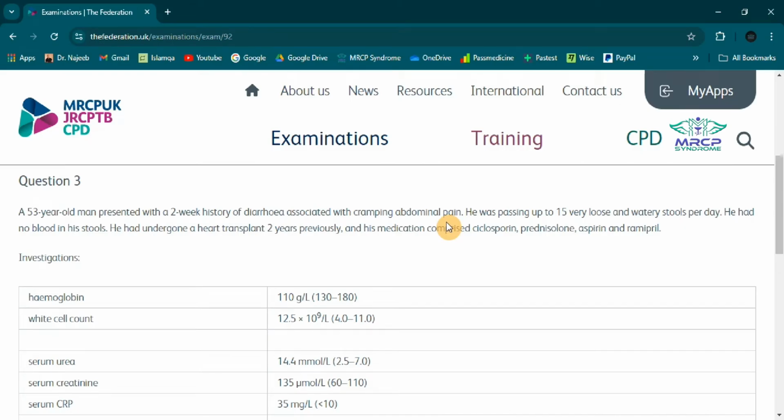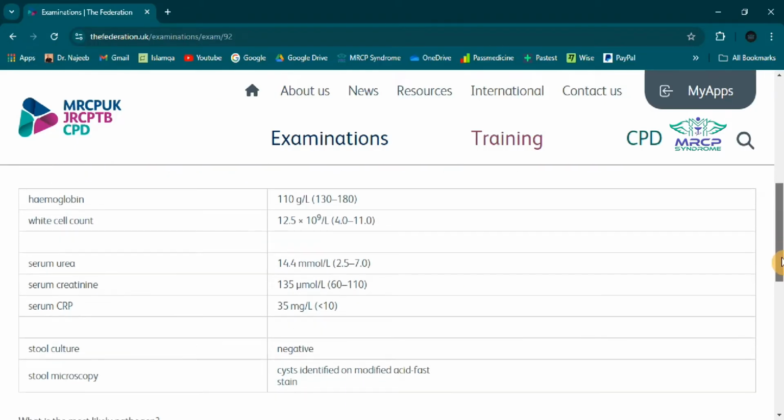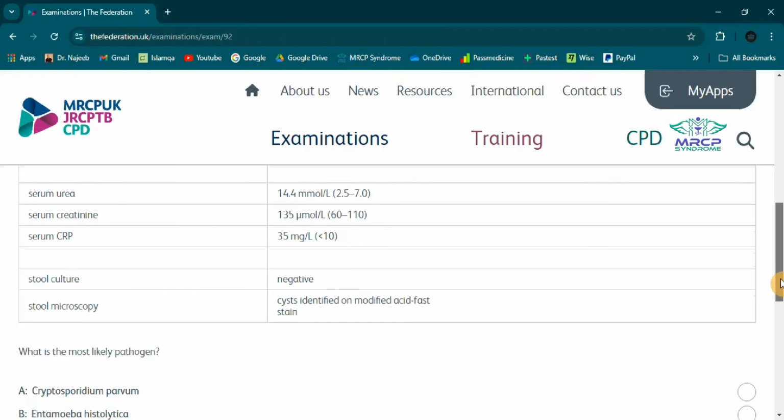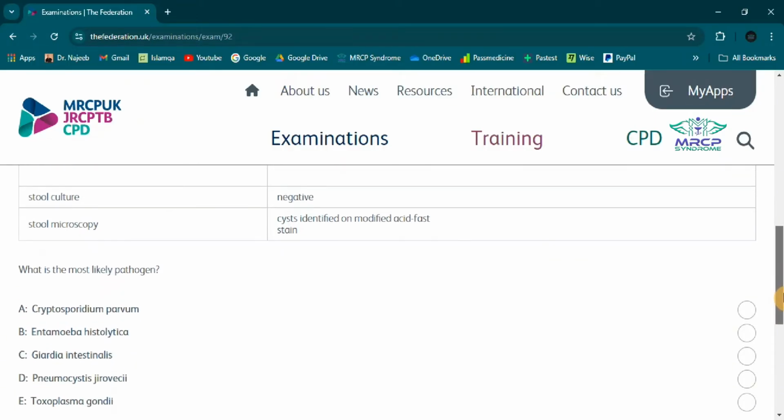A 53-year-old man presented with a 2-week history of diarrhea associated with cramping abdominal pain. He was passing up to 15 very loose and watery stools per day. He had no blood in his stools. He had undergone a heart transplant 2 years previously, and his medication comprised cyclosporin, prednisolone, aspirin, and ramipril. Hemoglobin is 110, WBC 12.5, serum urea 14.4, serum creatinine 135, CRP 35. Stool culture is negative, and stool microscopy shows cyst identified on modified acid-fast stain. What is the most likely pathogen?